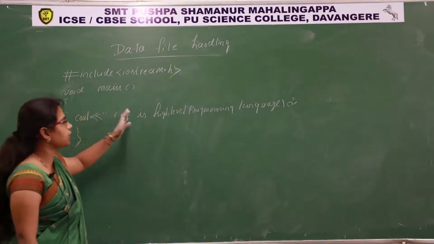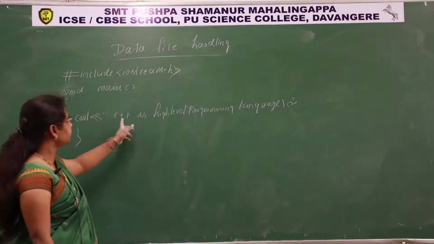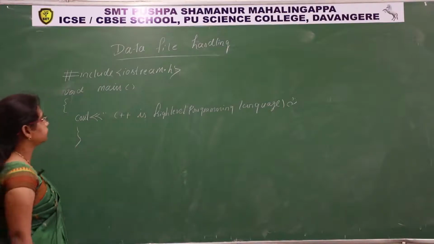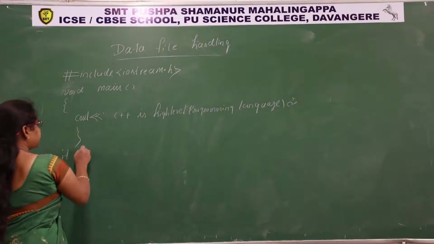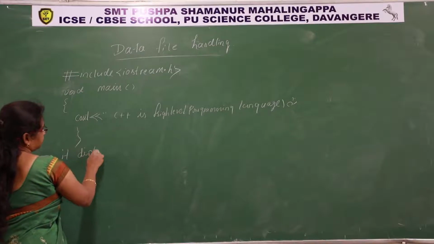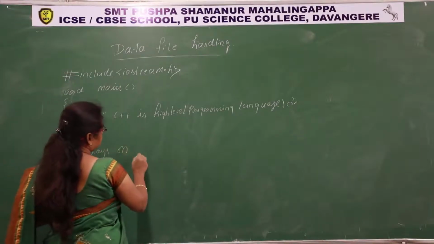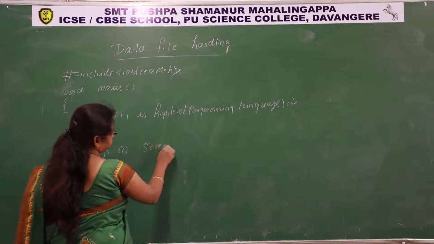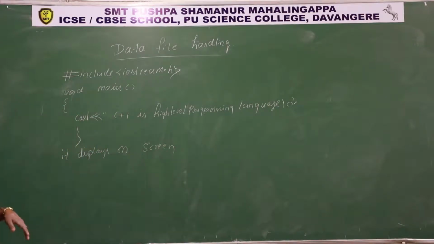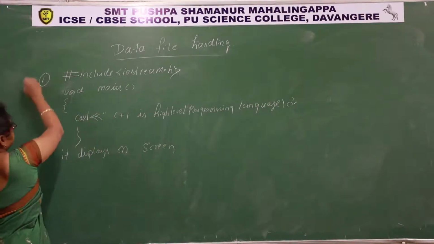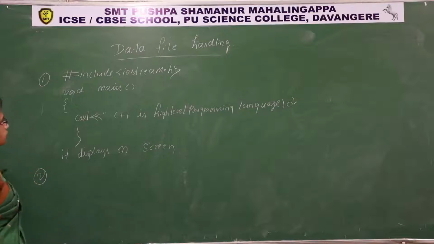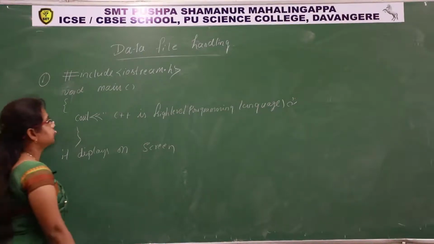C++ is a high level programming language. So it displays this message on the screen, isn't it? This is the first case. So what is the operation here? Only one operation, that is the write operation, the output operation, the standard output operation.